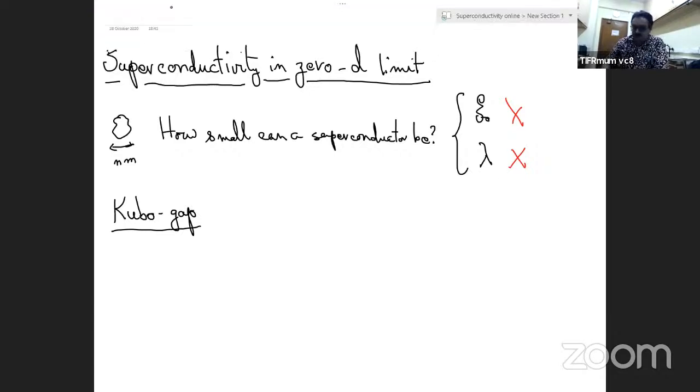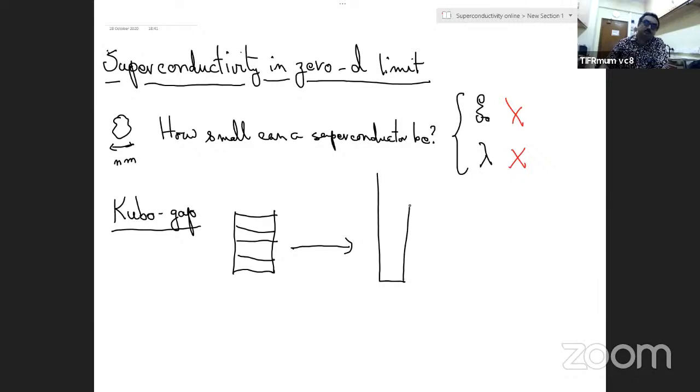And the way you can get that length scale is the following. If you take, let's say, a particle in a box, then you have these discrete energy levels. If I reduce the size of my box, then the spacing between energy levels becomes much larger.